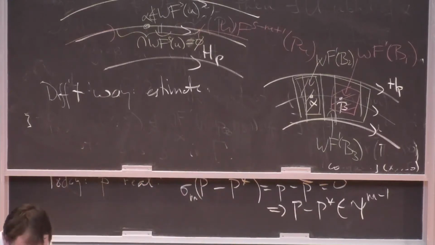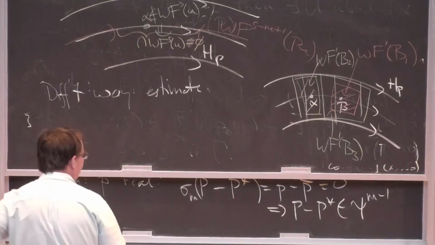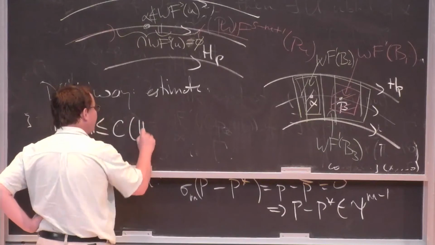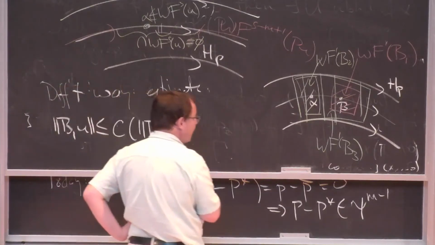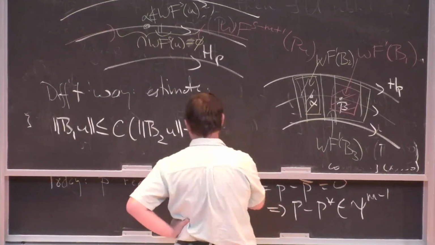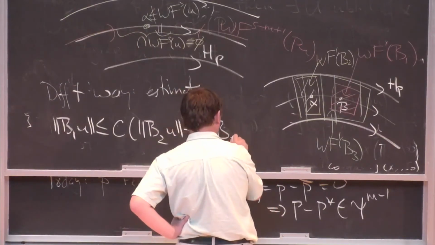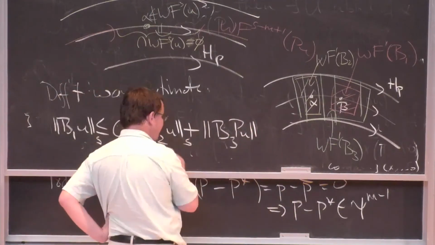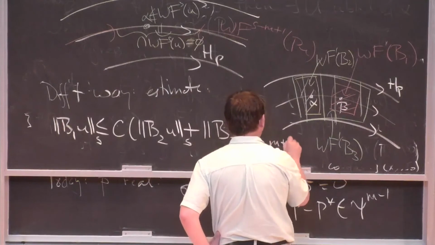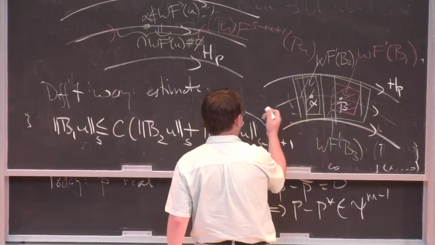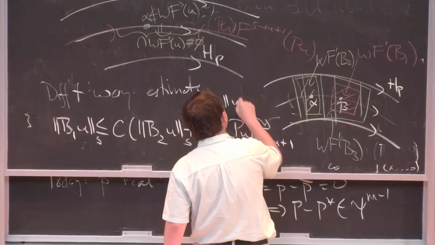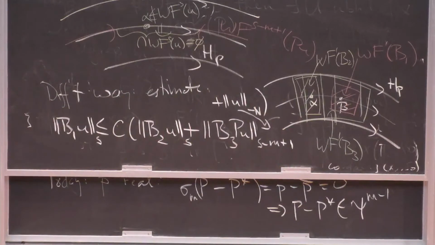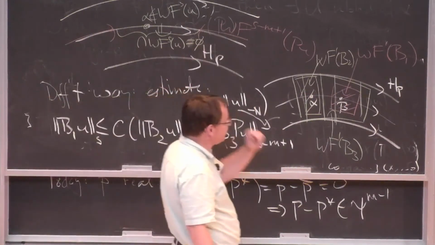But you should really think that everything I'm writing has wavefront set in here and is elliptic in the interior of what I drew. And then the statement is that B1 u is controlled by a constant times B2 u plus B3 P u, with indices on the H^s norms: this is s, this is s minus m plus 1, plus a trivial norm that they have to add, where n is anything. So you have a control like this, provided that this picture is what it says.